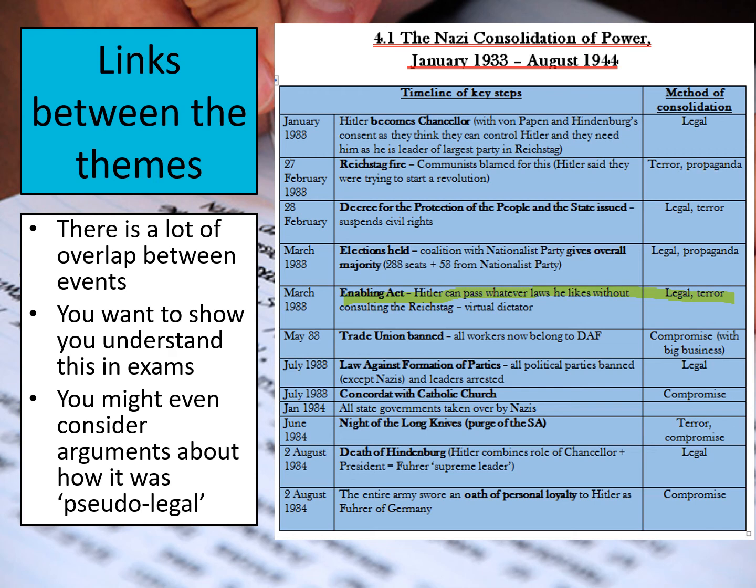There's an element of terror there as well, in the sense that the SA lined the corridors and intimidated politicians into voting for it. But there's also an element of compromise too, with the fact that the Centre Party voluntarily did this because they wanted to preserve their autonomy and their independence of things like Catholic schools. So each of the events fits into at least one of the categories. There are a few examples here of some answers of methods of consolidation, but that's not a perfect list. It's important that you think about what events fit into which categories, and if you made a timeline, it'd be a really good idea to colour code it into those 3 themes.